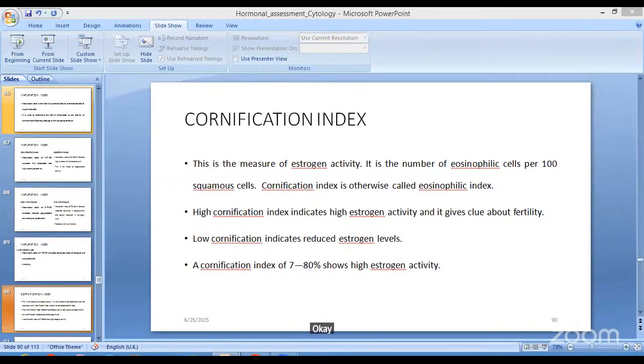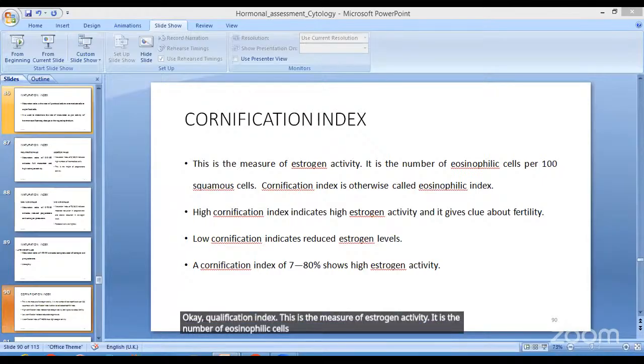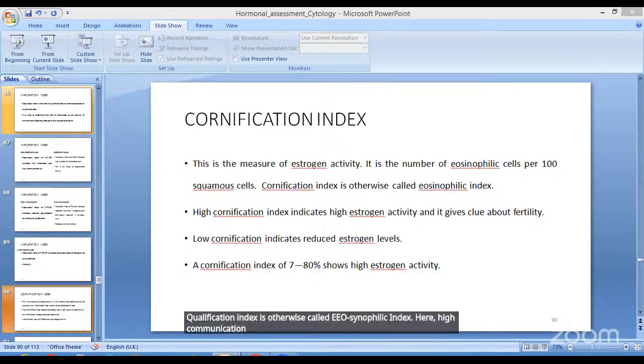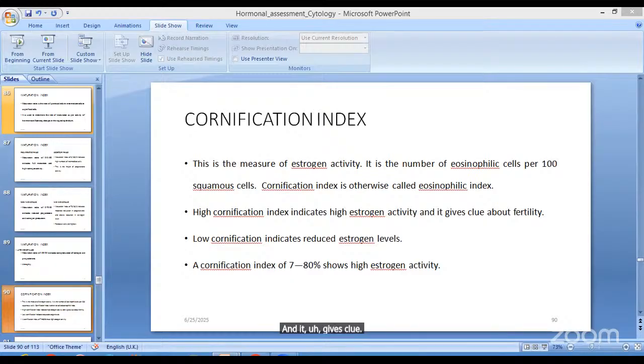Okay, conification index. This is the measure of estrogen activity. It is the number of eosinophilic cells per 100 squamous cells. And I said some say per 200, but for our use, per 100 squamous cells. Conification index is otherwise called eosinophilic index. Here, high conification index indicates high estrogen activity, and it gives a clue about the cytological features. Low conification indicates reduced estrogen level.